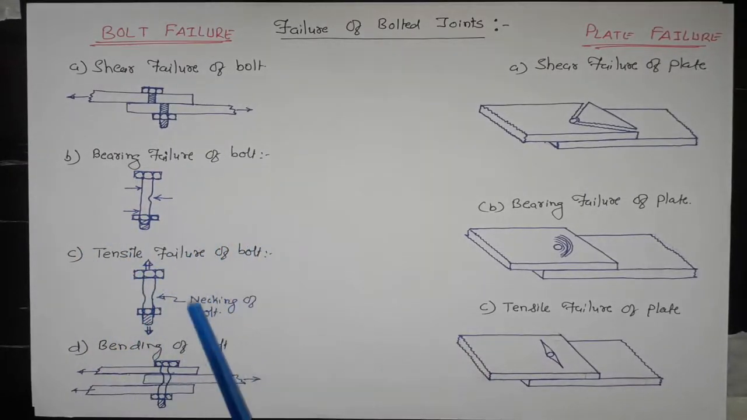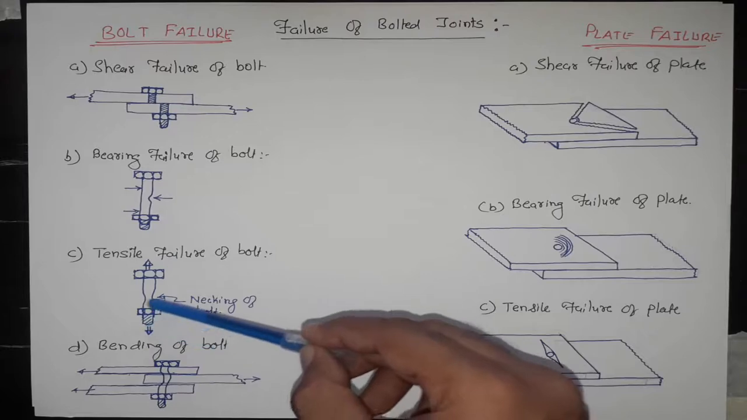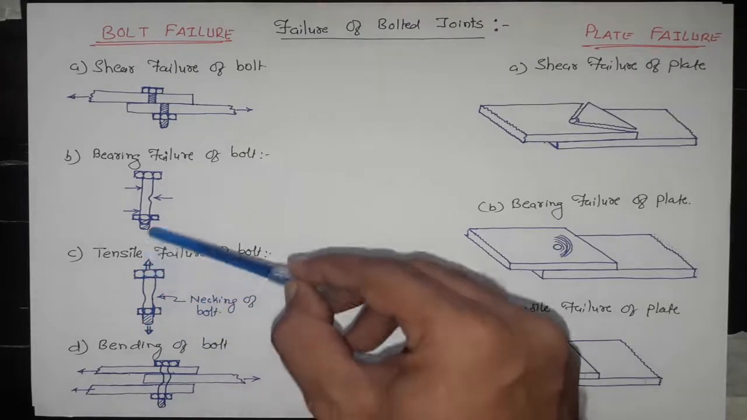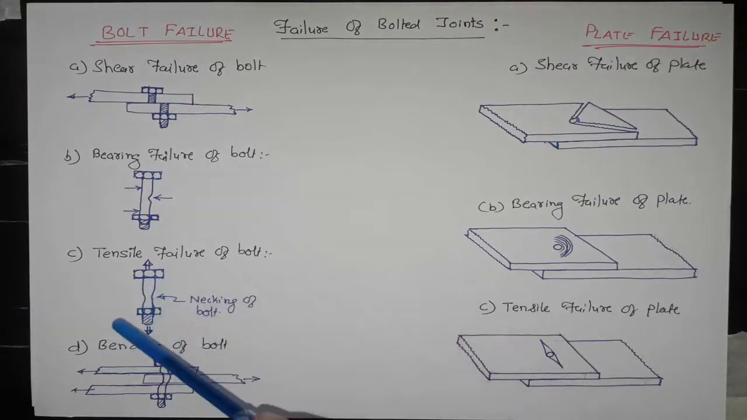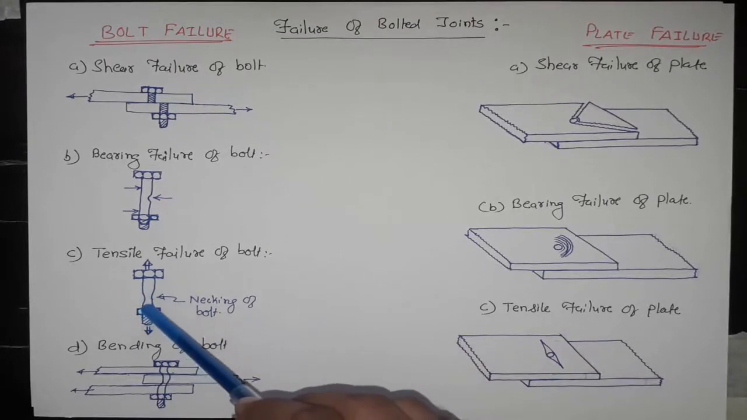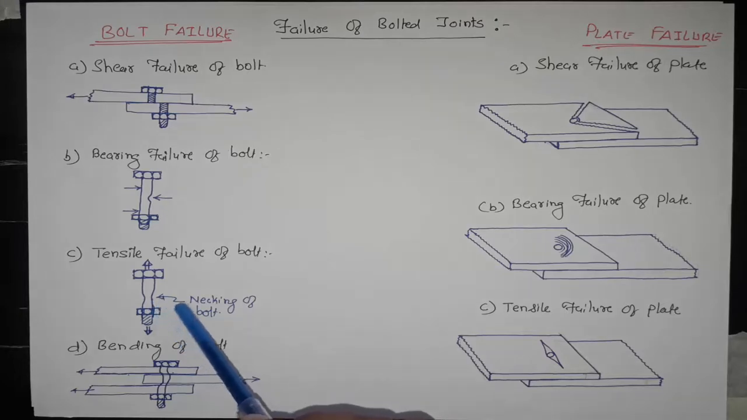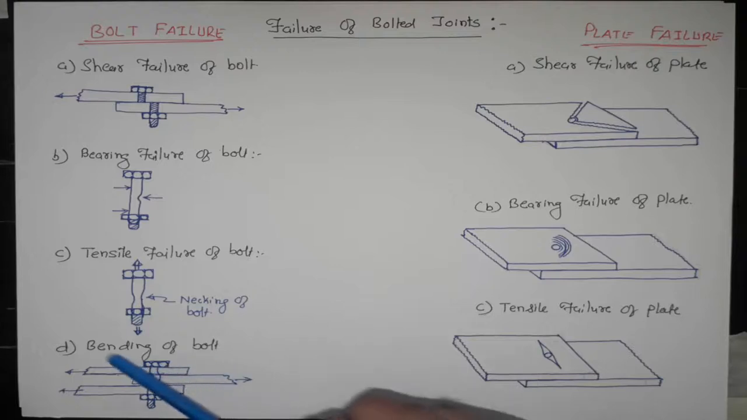Tensile failure of bolt. When factored tensile force is applied, this upper and lower force, this force is applied by the nut and this force is applied by the head. When the tensile force is applied on the body of the bolt, in other words, when the factored tensile force on the bolt exceeds its tensile capacity, the bolt will fail in tension by formation of necking of the bolt. The tensile capacity of the bolt depends upon the tensile strength of the bolt material and minimum cross-sectional area. As we have discussed earlier, this is a workmanship error and is to be taken care of by a supervisor.